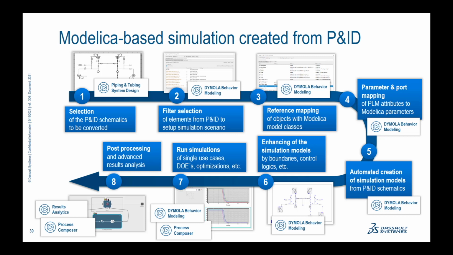In the Dymola Behavior Modeling application, the generated model can be extended with boundary conditions or control logics, for example, in order to finalize the definition of the simulation scenario. Once the model is ready, the simulation can be launched, either for a single use case or multiple runs for optimization or any design of experiments. Finally, results post-processing is performed with various available tools. When the initial P&ID model is modified, only steps 5, 7, and 8 need to be repeated.